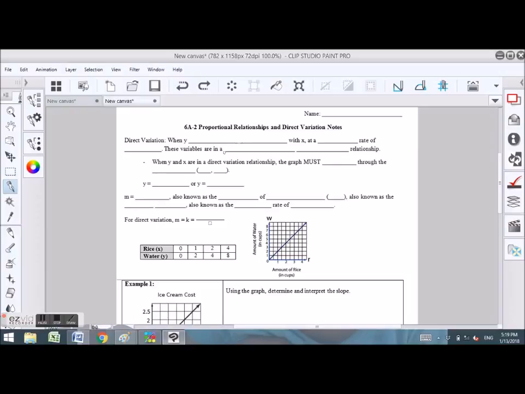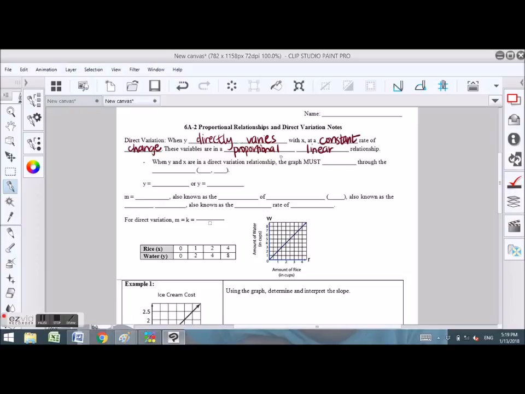Direct variation is defined as when y directly varies with x at a constant rate of change. These variables are in a proportional linear relationship. Now it might seem kind of funny that the definition of direct variation uses the words directly and varies, but let's think about what those words mean.